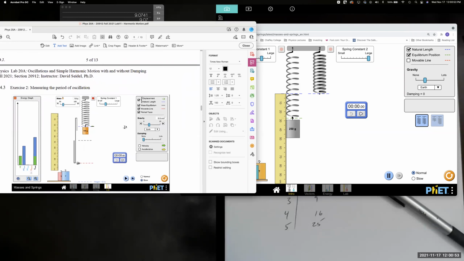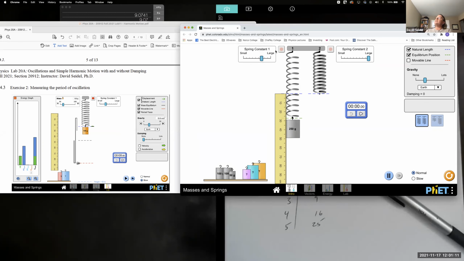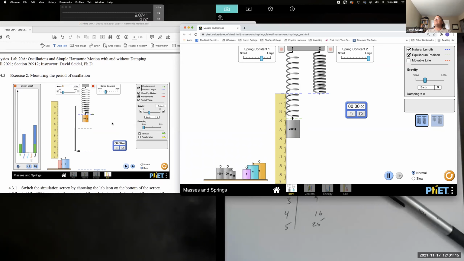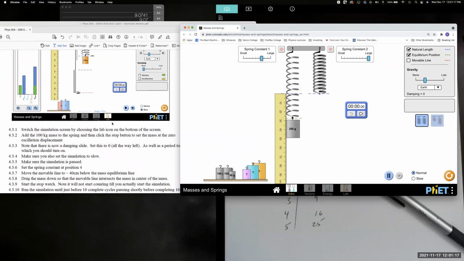Got it. For 4.2 exercise 1, when we're finding the spring constant for the large and the small one, we do the same formula as for the table, correct? Yes, okay, you just find the spring constants for each one of these positions. You're calibrating your lab. Got it. Thank you.